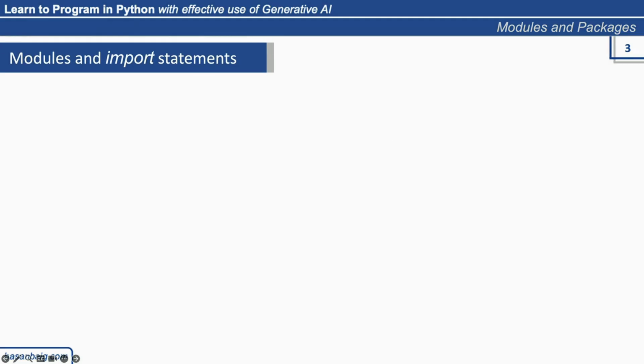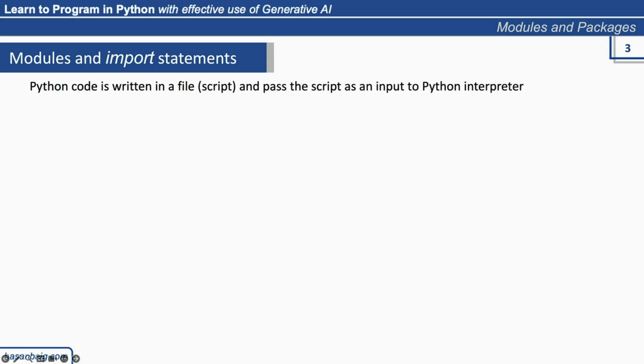Where did you see the import statement first? Import what? Import math, import random, whatever. So you have been importing modules that are built in, that you haven't created. But in this discussion, we will see why we create our own module and how we can import it into our parent module. So Python code that you write as a file is generally referred to as a script.